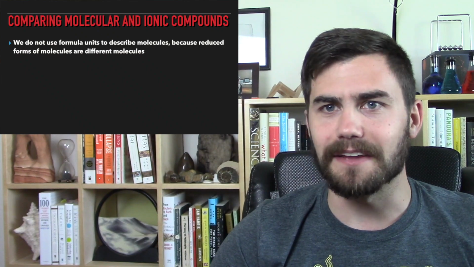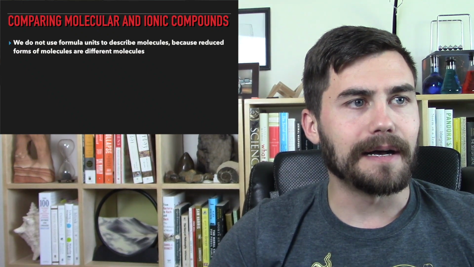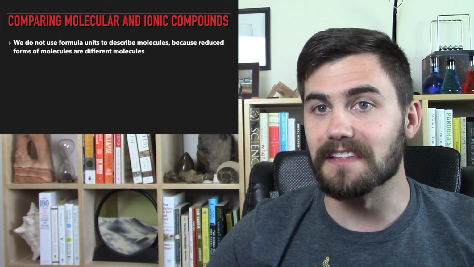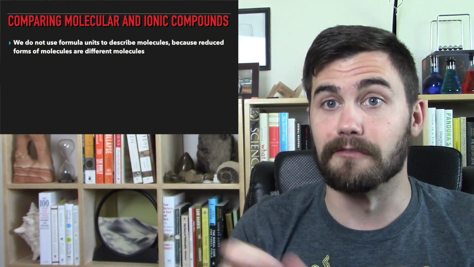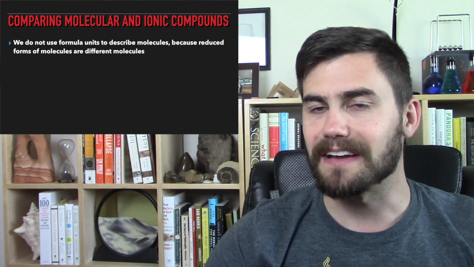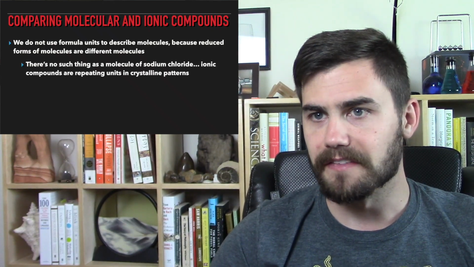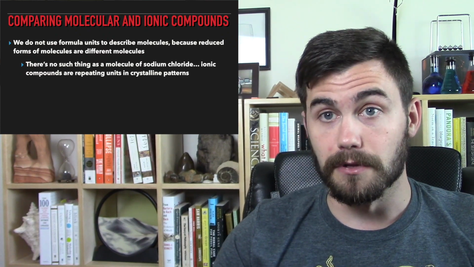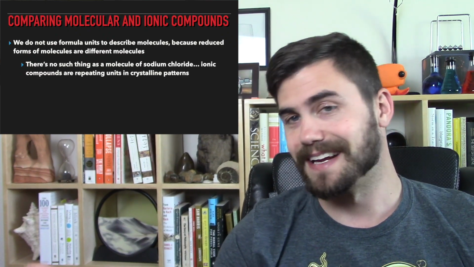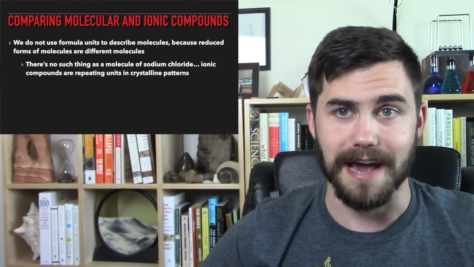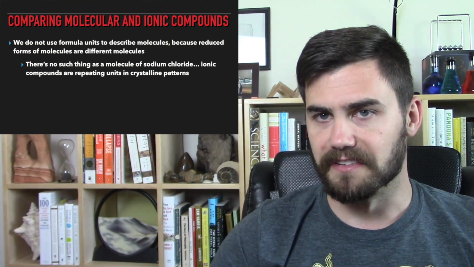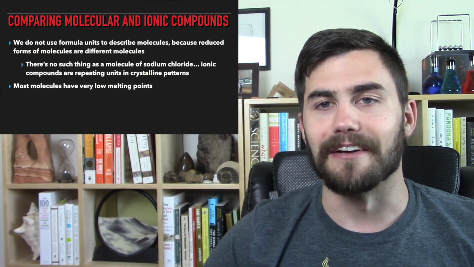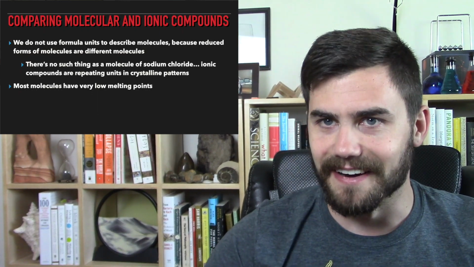So as I said, we can't use formula units because when you reduce the number, when you write the formula, that's basically the same as just taking atoms off of your molecular model, and that completely changes what it is. There's also no such thing as a molecule of sodium chloride, which is an ionic compound. Again, they form repeating units and patterns. Molecules don't do that.